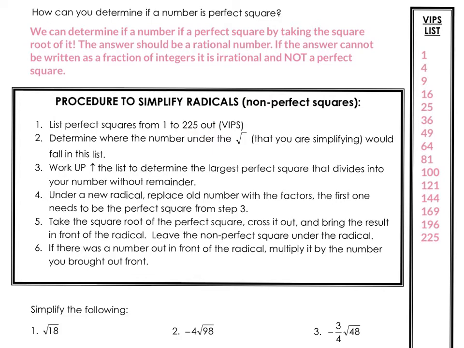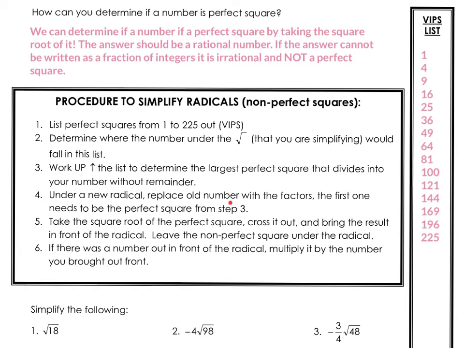The next thing that we do is determine where the number under the radical, the number that we're trying to simplify, would fall in the list. So say the number is, I don't know, 94. We would say, okay, 94 falls between 100 and 81, so it would be right there. And then you start working your way back through the list to see which of these perfect squares go into the number we're trying to simplify. The reason for this is that it'll tell us the biggest number that goes in if we start where the number actually falls on the list. Then work up the list, determine the largest perfect square that divides into your number without having any remainder.